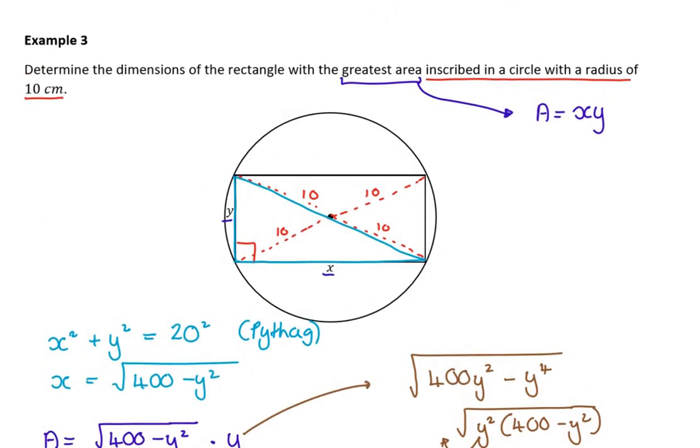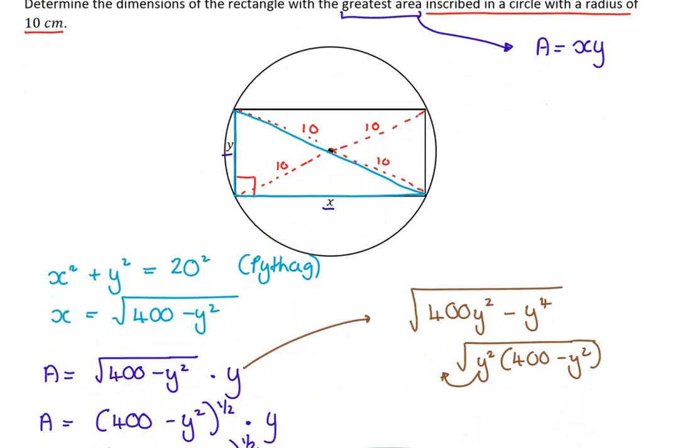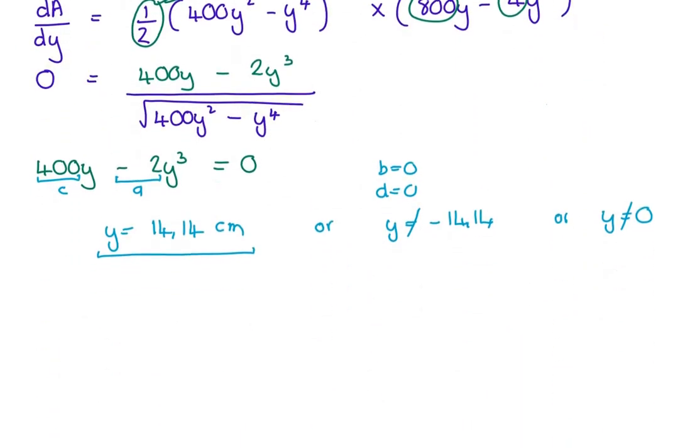Now, if you have a look, it said, can you get the dimensions? And so you do need to find x. And so x is equal to the square root of 400 minus that squared, and guess what? I get 14.14 centimeters. So basically what they're saying is that the maximum area will exist when this is actually a square, which is pretty cool.